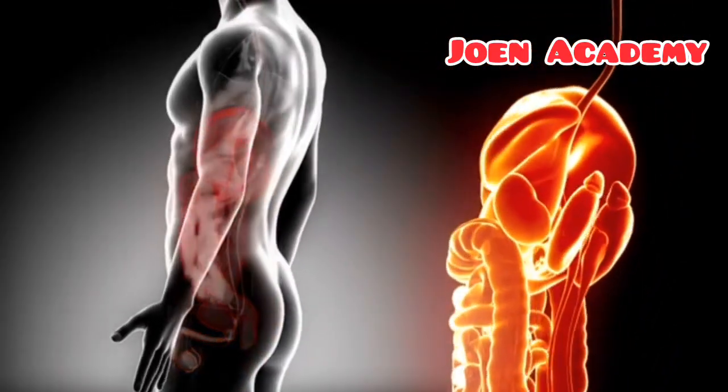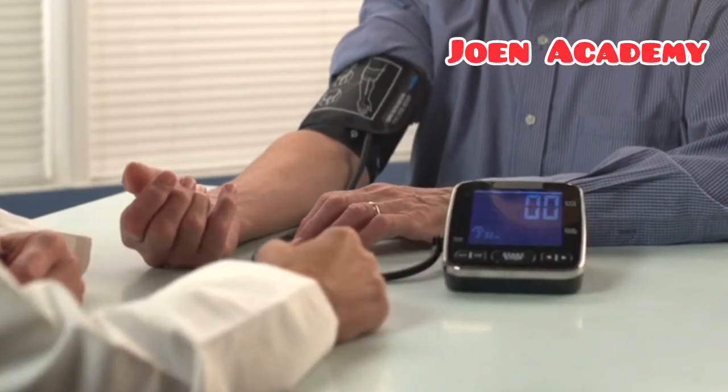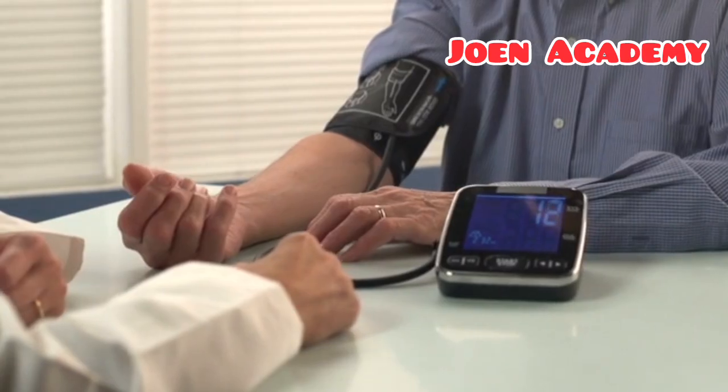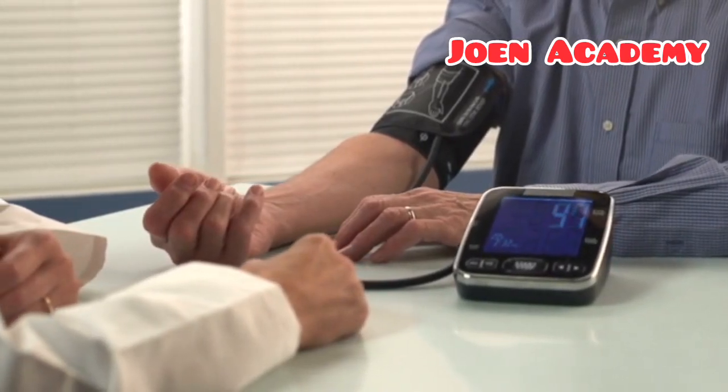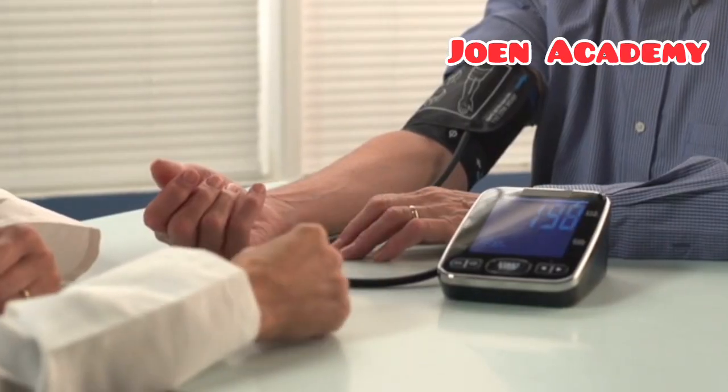Finally, the kidneys play a central role in the long-term regulation of blood pressure. They do this in two main ways. Firstly, by managing the body's overall fluid volume. More fluid in the bloodstream generally means higher blood pressure.